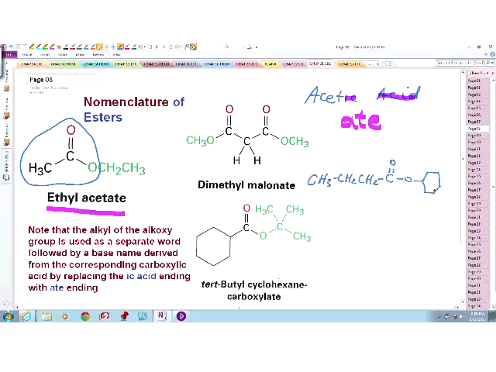Supposing we have that, what are we going to call that molecule? We give the name of the alkyl group, right? What is the name of the alkyl group? Cycloethyl. Okay, so we start with cycloethyl. Butanoic acid is the corresponding carboxylic acid, right? So what do you do? Butanoic, right? So you remove the IC, you replace it with ATE, so it becomes butanoate. So that becomes cycloethyl butanoate.